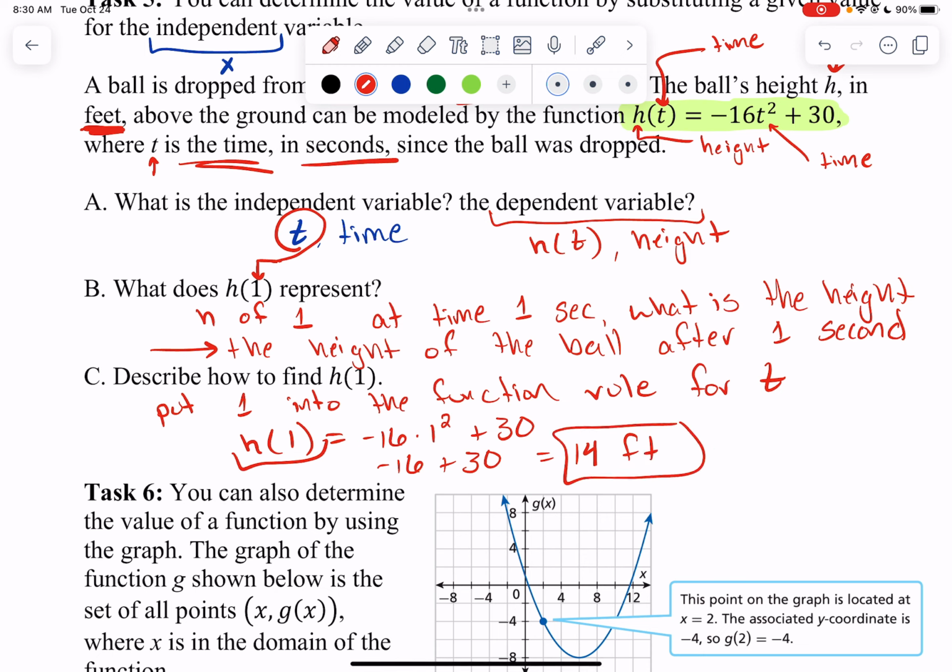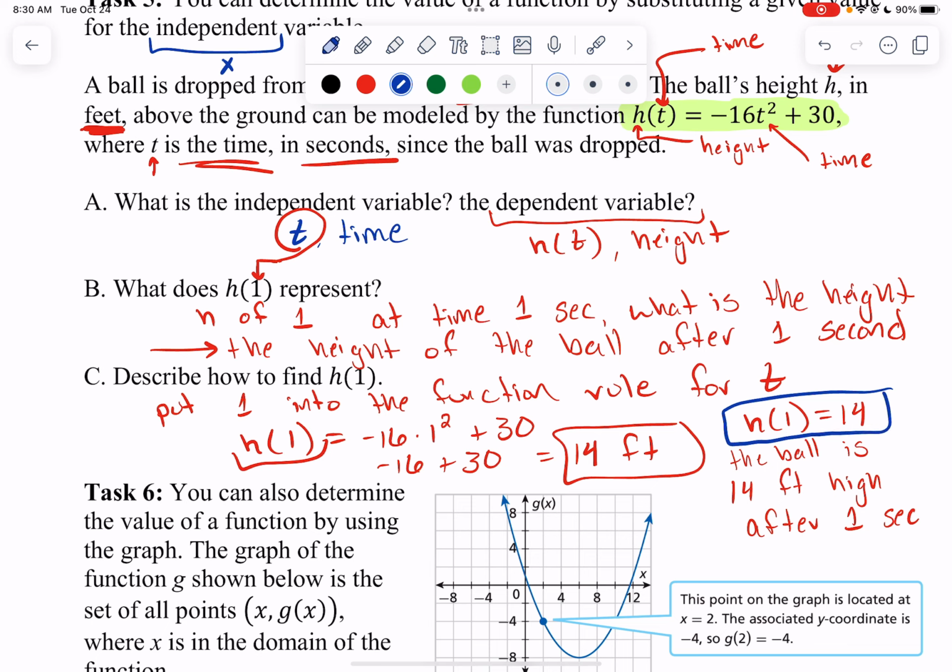So after 1 second, h of 1 equals 14. What this tells me is the ball is 14 feet high after 1 second. That is what this means. Okay, so the ball is 14 feet high after 1 second.